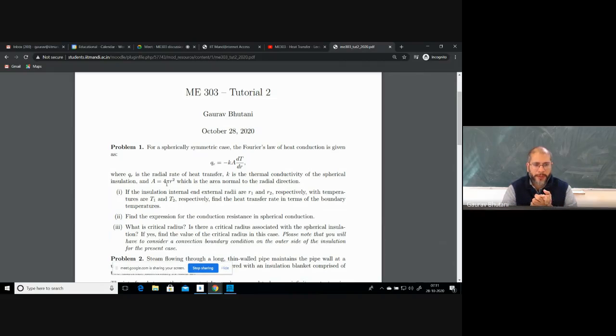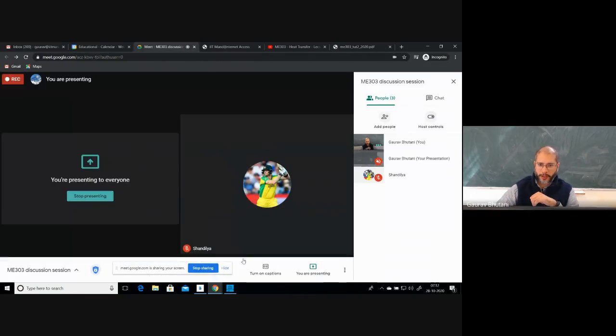The first question asked is, if the insulation internal and external radii are R1 and R2 respectively, with temperatures T1 and T2 respectively, so we have the temperatures at the inner and outer radii of the insulation given to us, we have to find the heat transfer rate, that is Q_r, in terms of the boundary temperatures T1 and T2. Okay, let us do that.